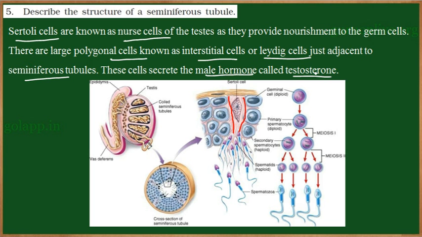So the structure of seminiferous tubules includes a germinal epithelium, Sertoli cells, the cells which are in the various stages of meiotic division, the cells which are in the various stages of gametogenesis, and the Leydig cells.